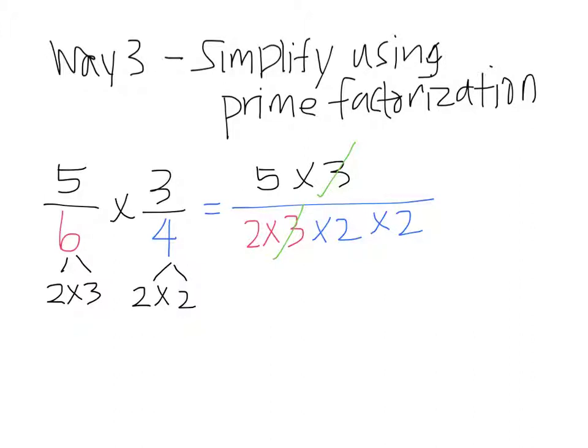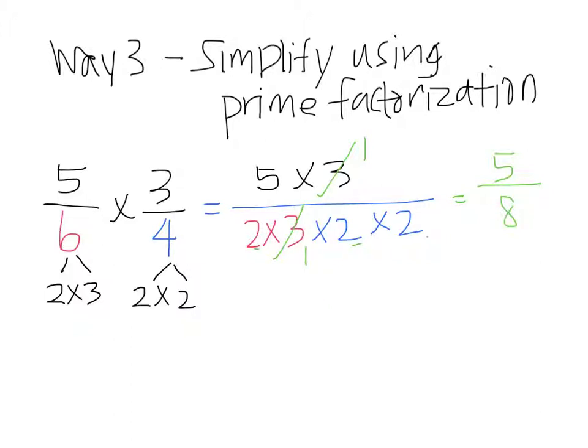Because if I have something on top and I have something on bottom that's the same, I can eliminate them. They cancel each other out, okay? So if I get rid of the 3 and the 3, and they essentially become 1 and 1, does 1 affect my number? No, right? It doesn't affect it. So then when I do this, all I'm left with on top is what? 5. And all I'm left with on bottom is 2 times 2 times 2, which is 8. And I get my answer.